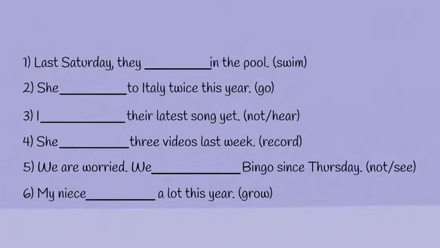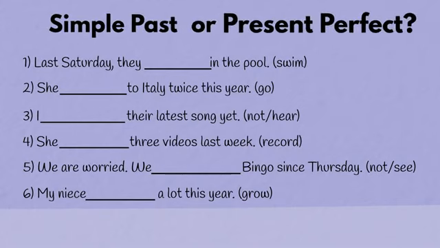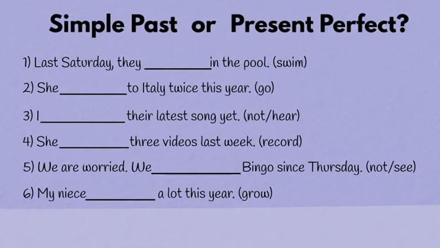It's time for another activity. Choose whether to use simple past or present perfect, and then fill in the blanks to complete the sentences. Pause here while you work. Let's see how you went. Number 1. Last Saturday they swam in the pool. Here we use simple past because the action began and ended in the past, last Saturday.